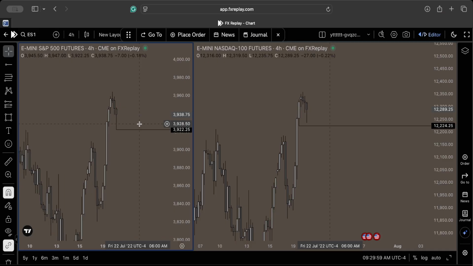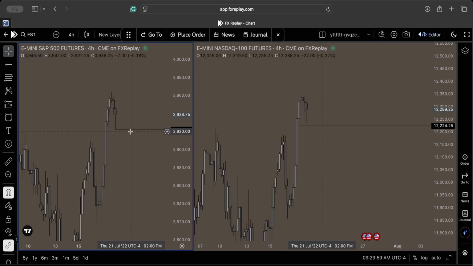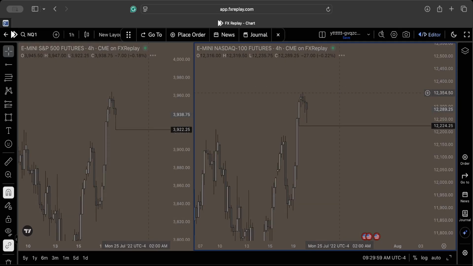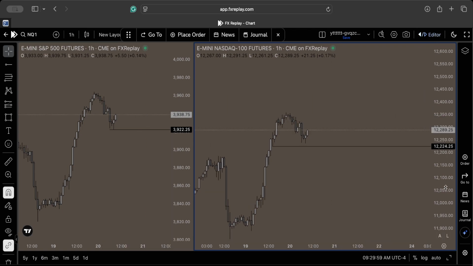You can see ES right here, already inside of that large 4-hour. NQ just edging that large 4-hour right there. You can see this is the Wednesday open right above here. So really overnight on Wednesday did not do very much. I do want to check if we have news. All right, the news thing is bugged. Doesn't matter. We'll figure it out.